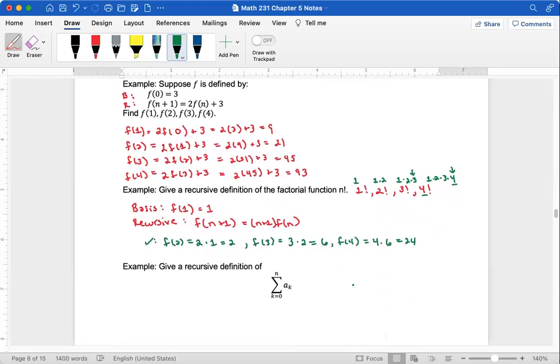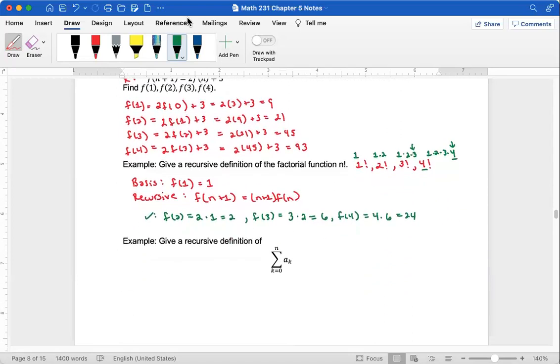Now let's look at a sequence. We can do this with sequences too. If I want to give a recursive formula for this sequence, let's just kind of see. This sequence starts with 0, so a sub 0 is the first term, and it's a sum. Then I'd add to it a sub 1, and then a sub 2, and then a sub 3, dot, dot, dot, right? It keeps going forever. I just keep adding until I get to a sub n.